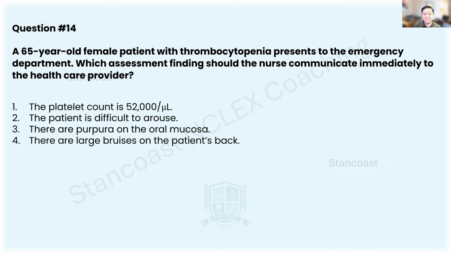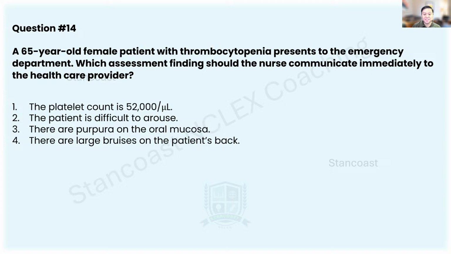A 65-year-old female patient with thrombocytopenia presents to the ED. Which assessment finding should the nurse communicate immediately to the healthcare provider? Is it 1, platelet count is 52,000 per microliter? 2, the patient is difficult to arouse? 3, there are purpura on the oral mucosa? 4, there are large bruises on the patient's back.